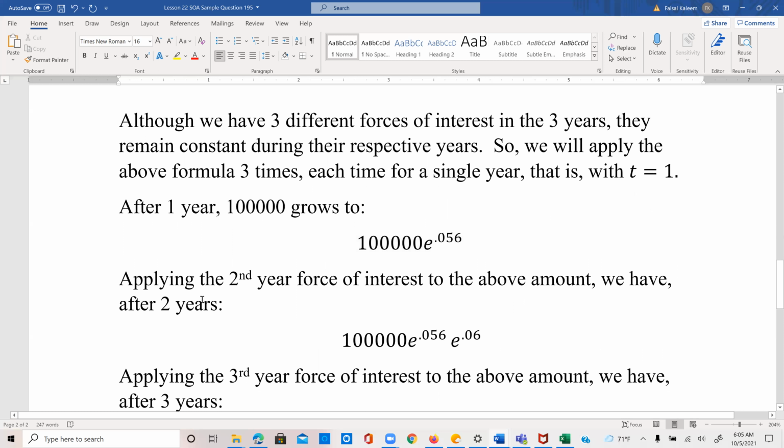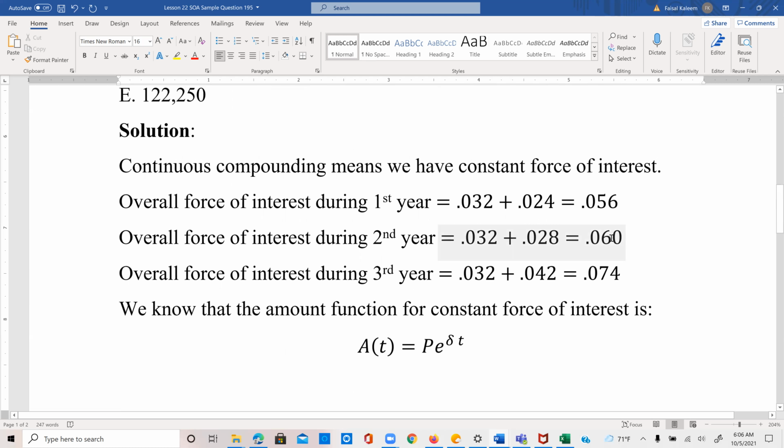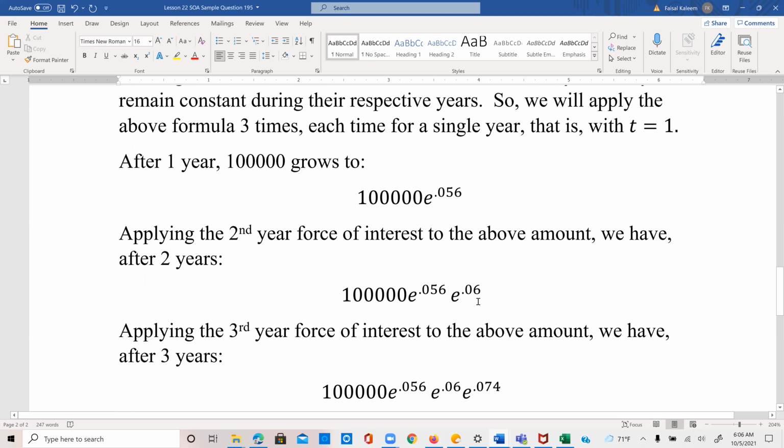And then we come into the second year. So this is what we have at the end of year 1. For the second year, this now becomes the principal, the 100,000 e to the 0.056. And again, going from year 1 to year 2, we just have e to the power delta t, and delta for the second year was 0.06. And time is again 1 year because we're going from year 1 to year 2. That's a space of 1 year. And so now this is what we have at the end of 2 years.